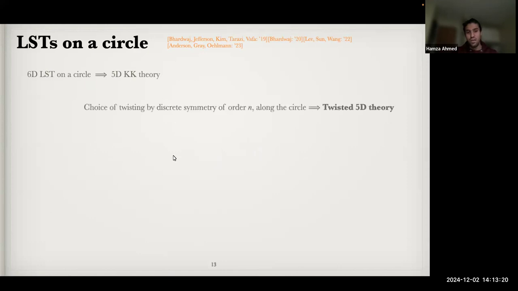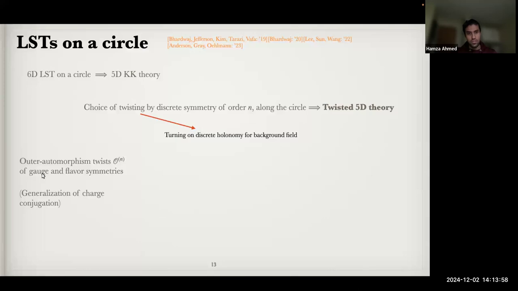But if you have a discrete symmetry in your original 6D theory, then you have this additional choice that you wouldn't have if you didn't have a discrete symmetry: twisting by this discrete symmetry along the compactification circle. By which I mean that you have the choice of turning on a discrete holonomy for the background gauge field. So you turn on a background gauge field for your discrete symmetry, and then depending on which holonomy you pick, you get what's known as a twisted 5D theory.